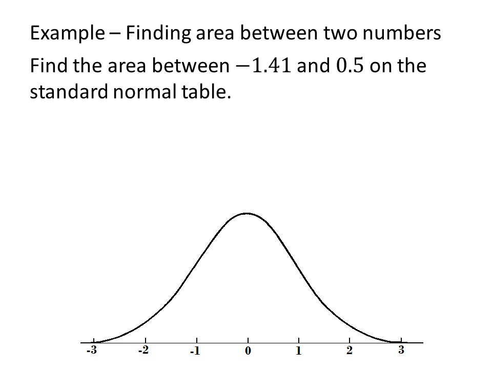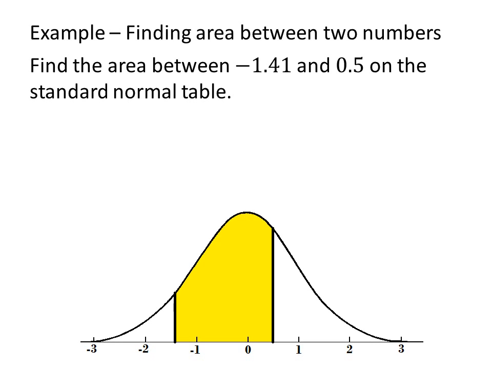Now we're going to look at how to find the area between two numbers. In this problem, we're asked to find the area between negative 1.41 and 0.5. That region would look like this. The way we notate this is to say we want to find the probability of being between negative 1.41 is less than z is less than 0.5. This means that z needs to be between these two values.